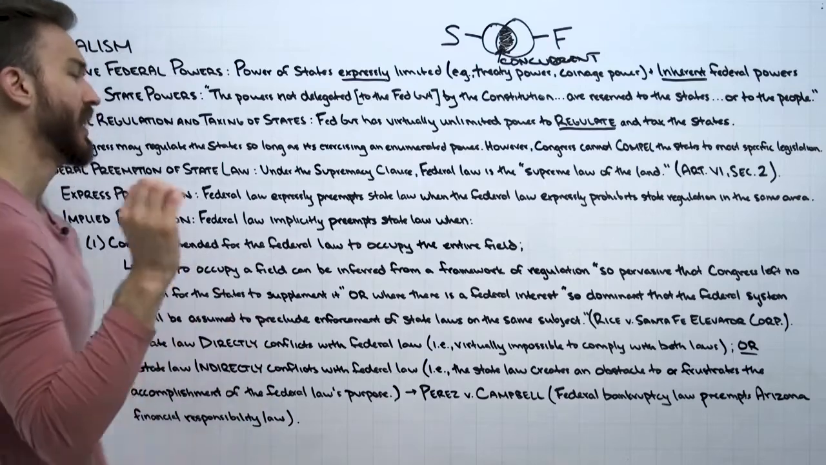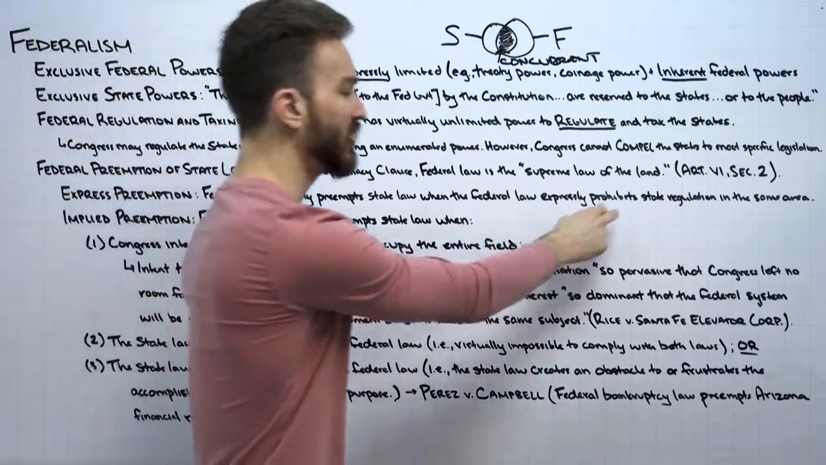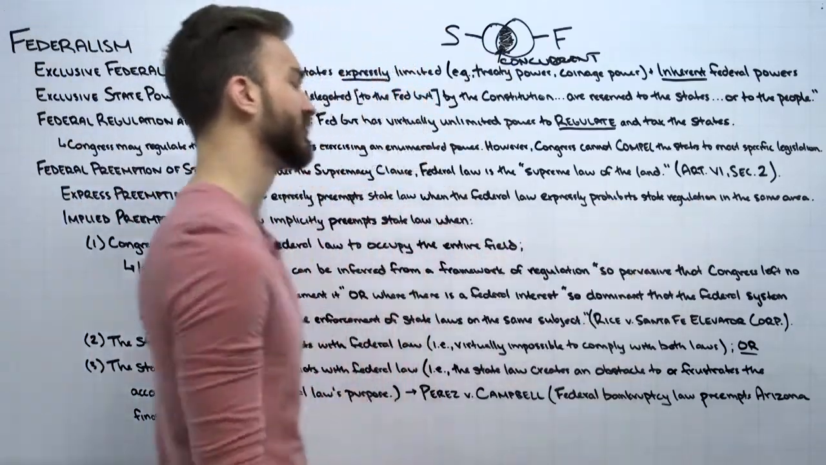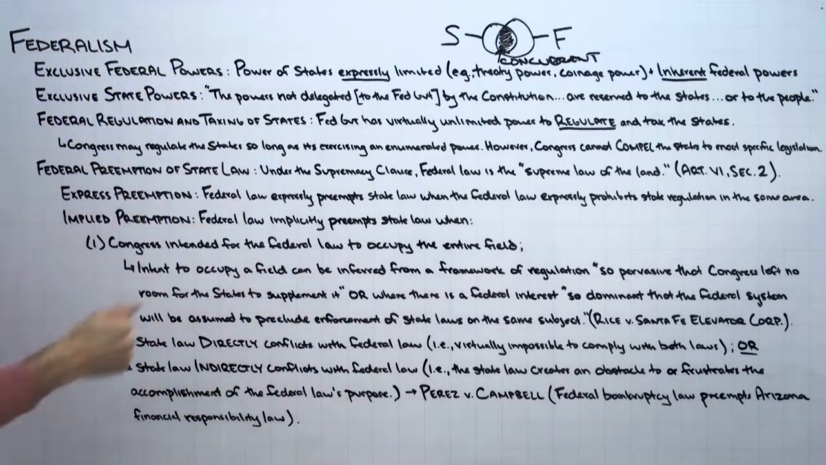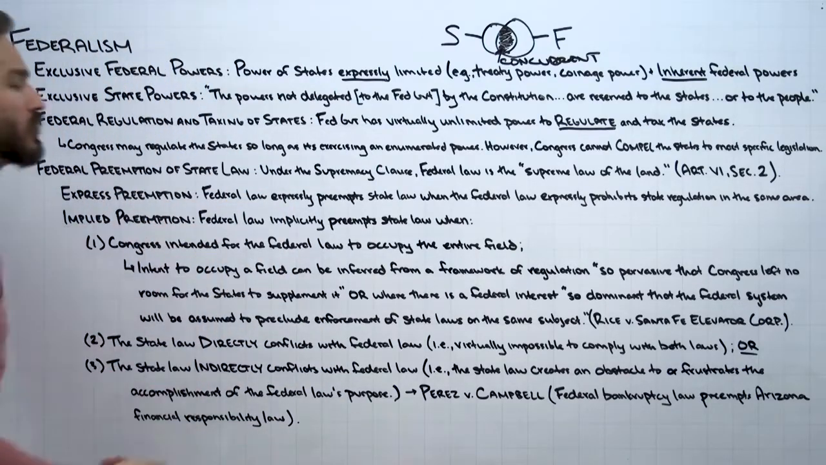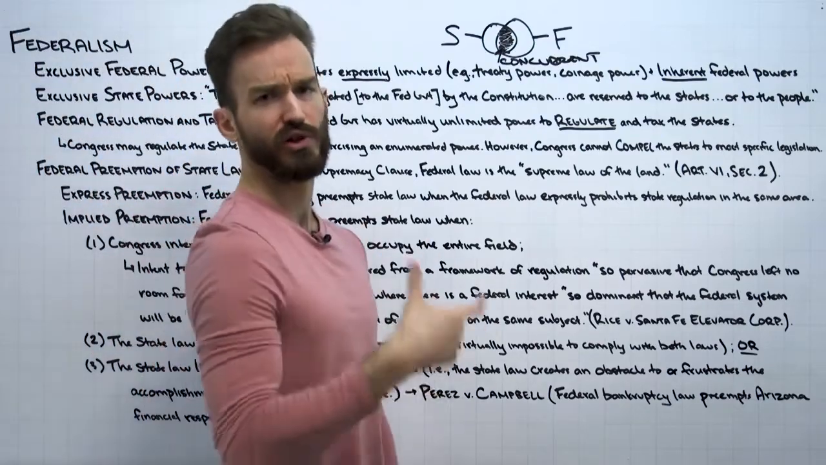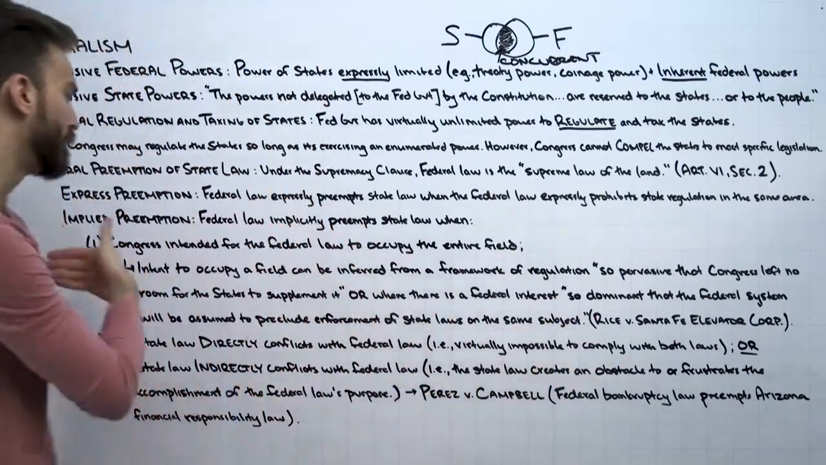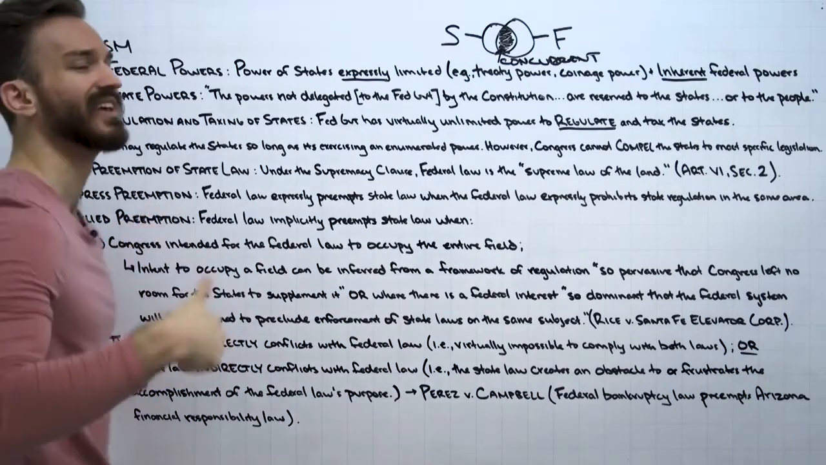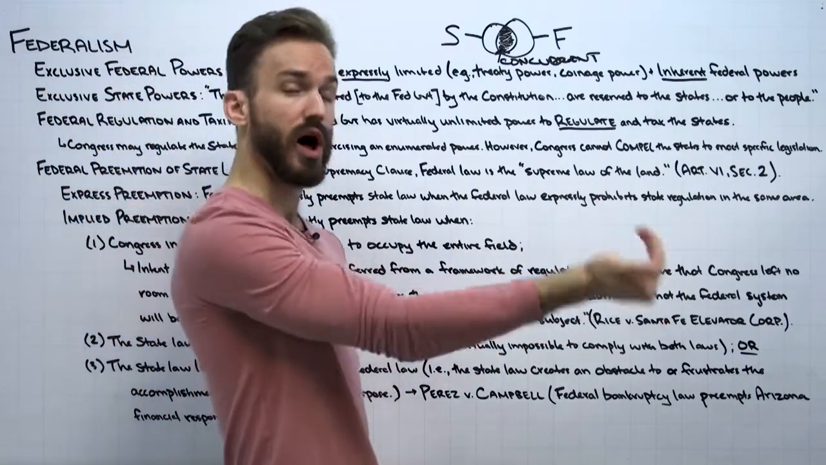If the federal law expressly prohibits state regulation in the same area and a state attempts to regulate in that area, we say the federal law expressly preempts the state law. So that's usually really easy to see. That would be called basically just a preemption clause in the actual law itself, right?